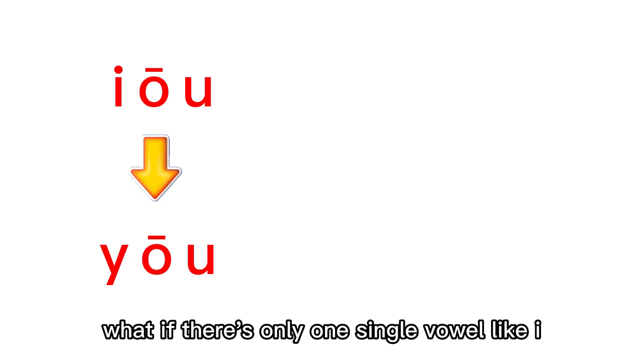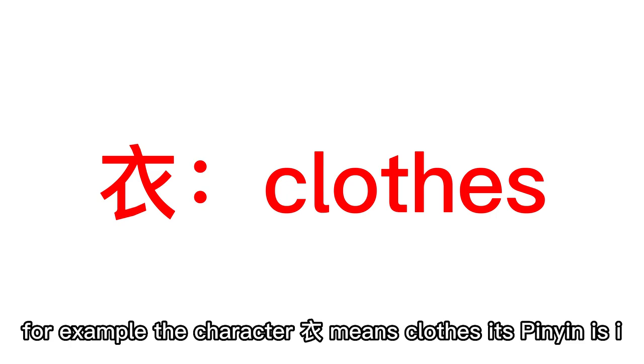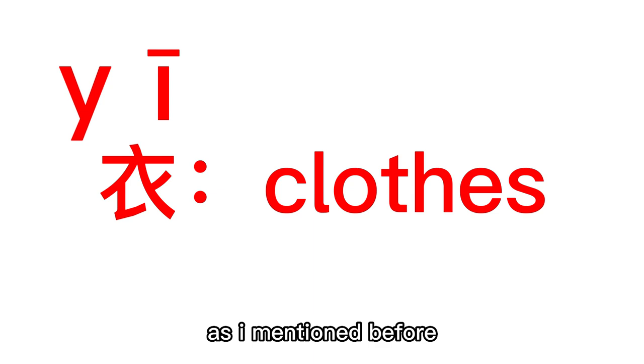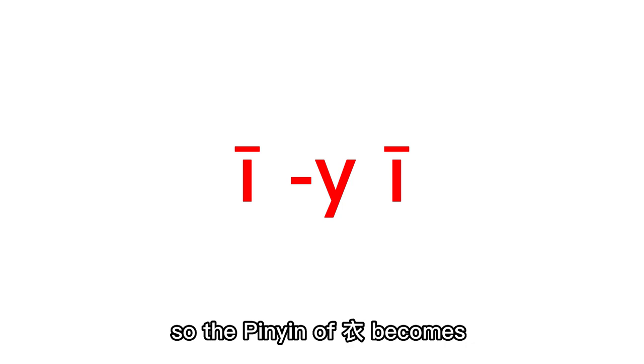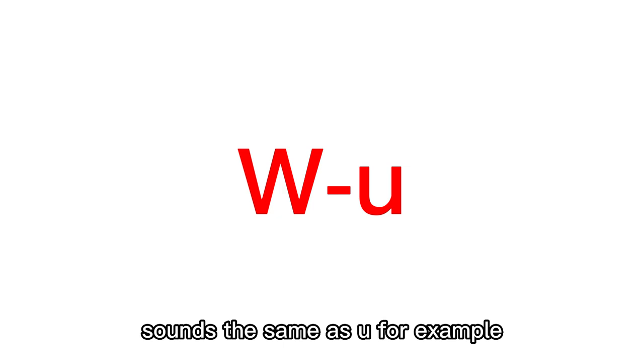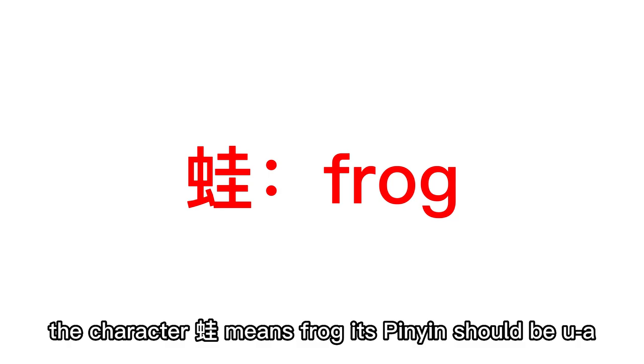For example, the character yi means one. Its Pinyin is i. As I mentioned before, initial consonants cannot be Pinyin without vowels. So for i, we just put y in front of i, so the Pinyin of i becomes yi. W is used to replace wu, so it actually sounds the same as wu. For example, the character wa means frog. Its Pinyin should be wa.